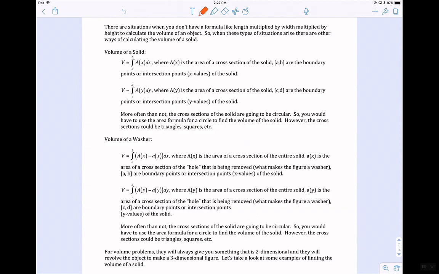One is if the equations are in terms of x, and the other is if they're in terms of y. Whenever you do volume, even if I say find the volume of a solid, something can be called solid even if it has a hole in it, even if it is a washer. So whenever you do a volume problem, first ask yourself: is this a solid or is this a washer?